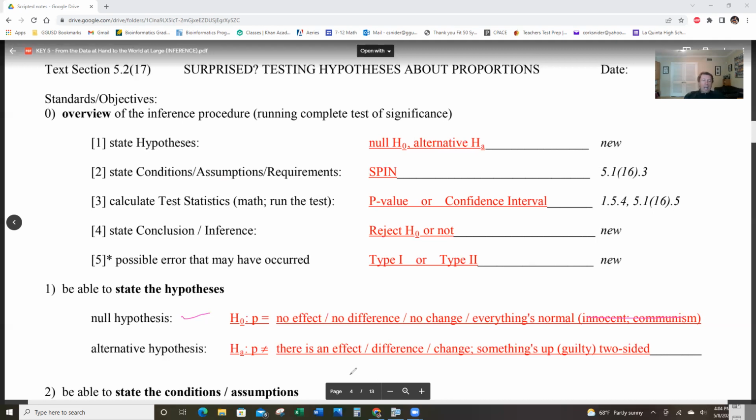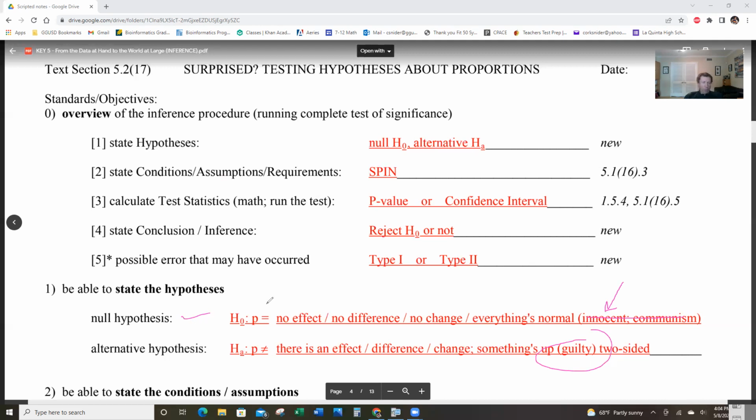Okay. HA is that there is an effect. Something is going on. There's a change, a difference, something like somebody's guilty. Because when you're first in the court system, you assume they're all innocent. We talked about that in class a little bit here and there, but they're called H0 and HA.